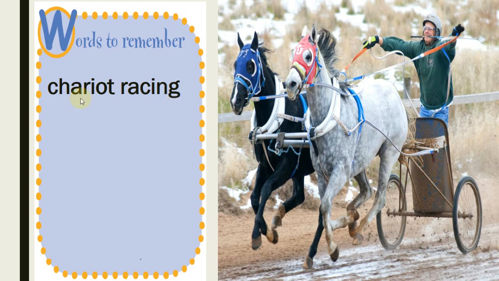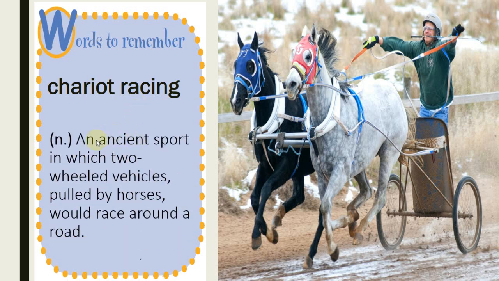Next, chariot racing, as you can see from this guy and these horses. It is one of the ancient games and the Olympic games long time ago, but they are not using it anymore. So let's check the definition in English. An ancient sport in which two-wheeled vehicles, arabat, pulled by horses, would race around a road. Okay.